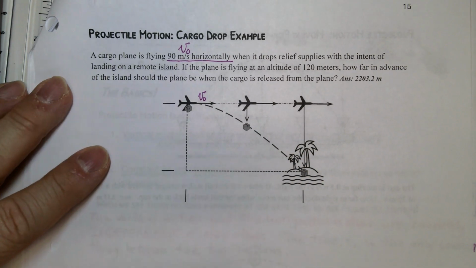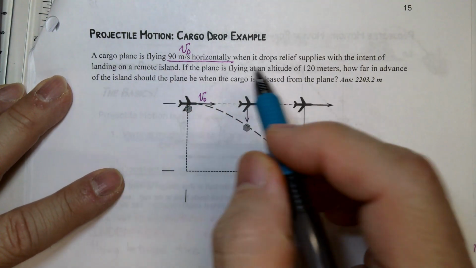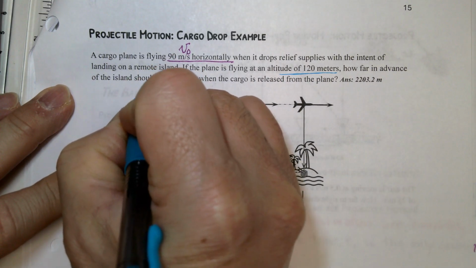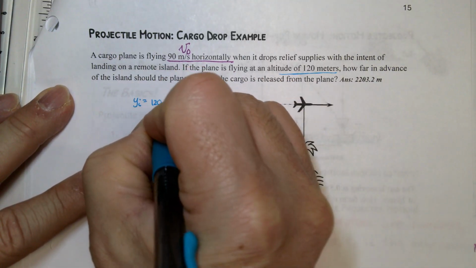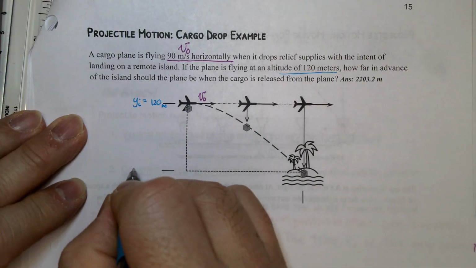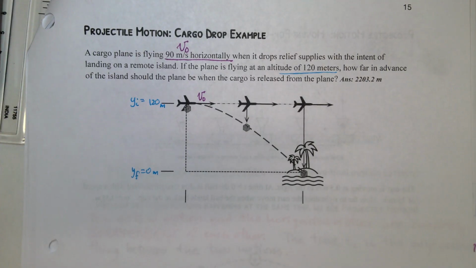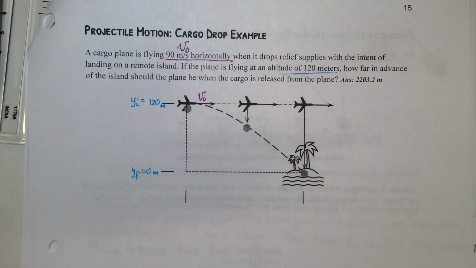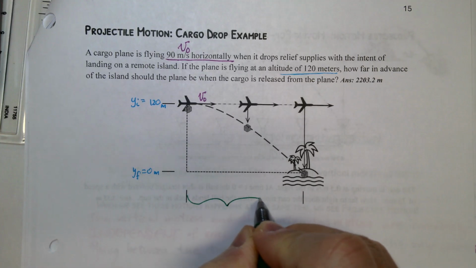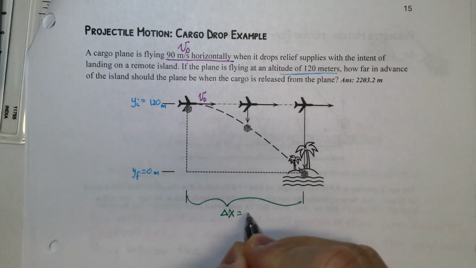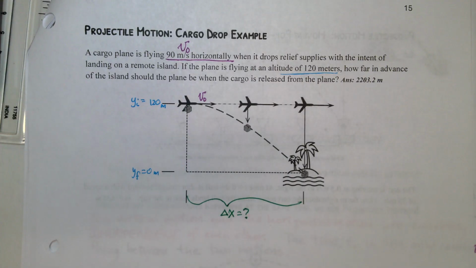Okay, so here, if the plane is flying at an altitude of 120 meters, so our y initial happens to be 120 meters, and of course my y final is equal to 0 meters. Okay, how far in advance of the island should the plane be when cargo is released from the plane? So this distance that cargo has to travel horizontally, that is your range, delta x. Okay, and that's the ultimate goal, to find out when it should be dropped.